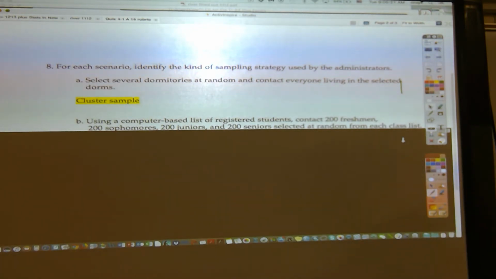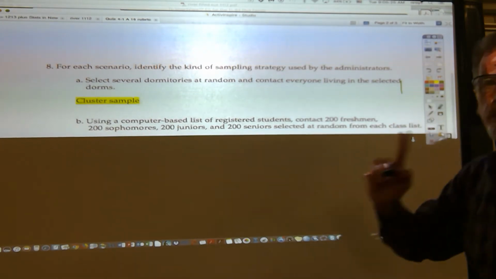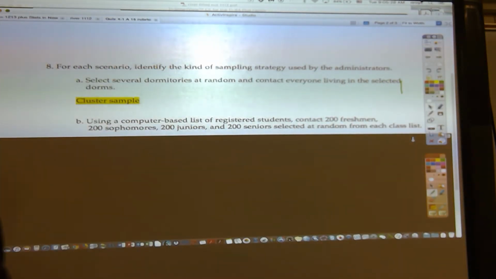B, use a computer-based list of registered students. Contact 200 freshmen, 200 sophomores, 200 juniors, 200 seniors at random from each class list. Raise your hand if you're reasonably sure you know what sampling strategy that one is, Andrew. Multi-stage? I can kind of see why you said multi-stage, there are several steps to the process. What are you thinking on this one, Kennedy? Stratified sample? Yeah, stratified sampling is correct because the 4 classes are the 4 strata.